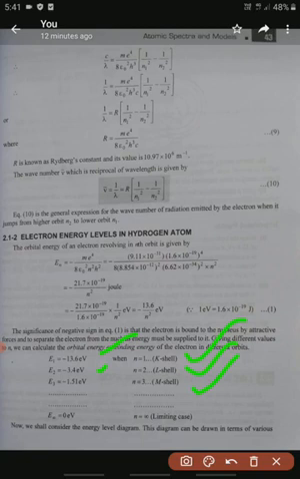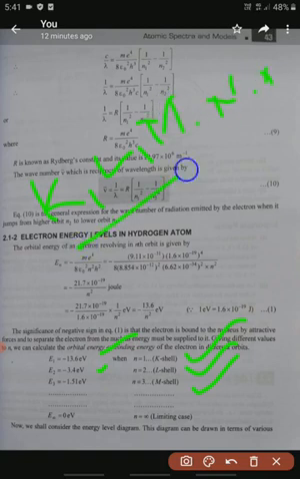So here we already know the orbitals K, L, M, N, O. These are the orbital numbers. The first orbital, K, shall have, what is the energy here? The K shall have minus 13.6 electron volt. So L shall have minus 3.4 electron volt.